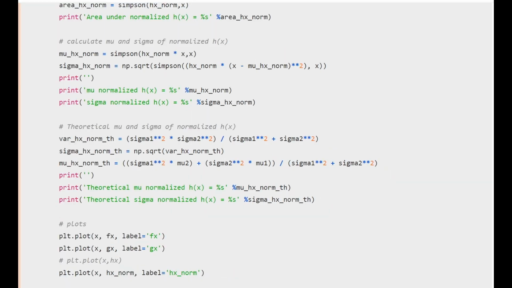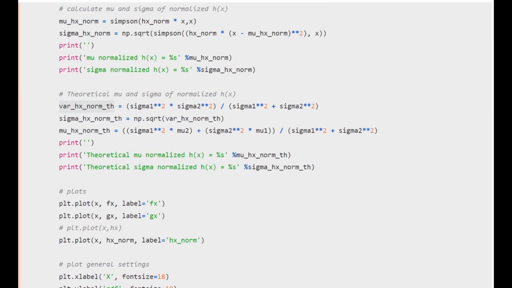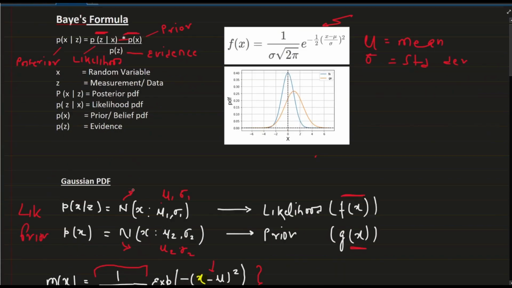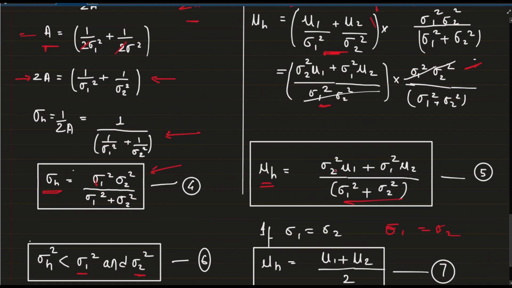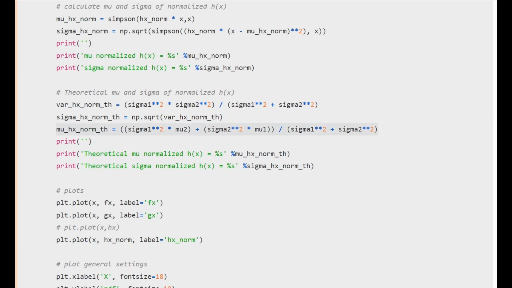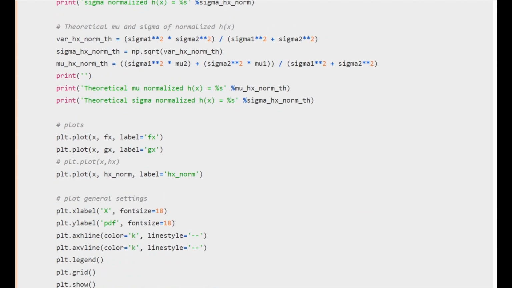So here, if you remember, for the variance part, I had sigma 1 square into sigma 2 square divided by the sum of both of them, as shown in the slide, as shown in the math formula here, this one. Then for the mean part, the means are weighted with the sigmas of the other PDF, and the denominator is just the same, which is this part. Then I'm going to calculate the theoretical mu and sigma as derived by the formula that I showed you.